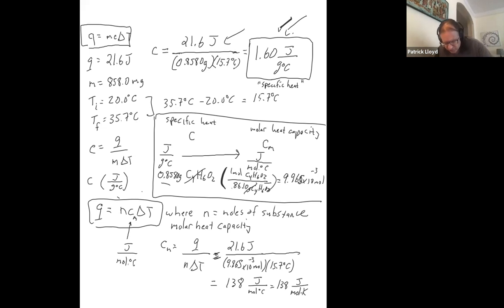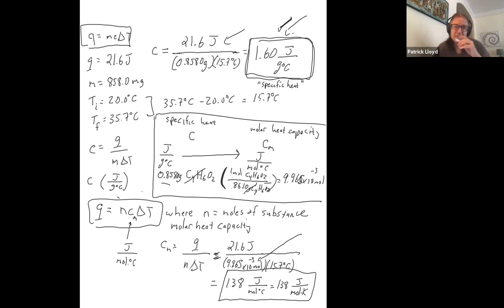So notice the magnitude of this number compared to this one here. See how it's roughly 100 times larger, right? If you go from 1 to 100, that's 100 times larger. The reason it's 100 times larger is that we're dividing by a much smaller number. We're dividing by the moles instead of the grams. So if you divide by a very small number, your ratio will be much larger.